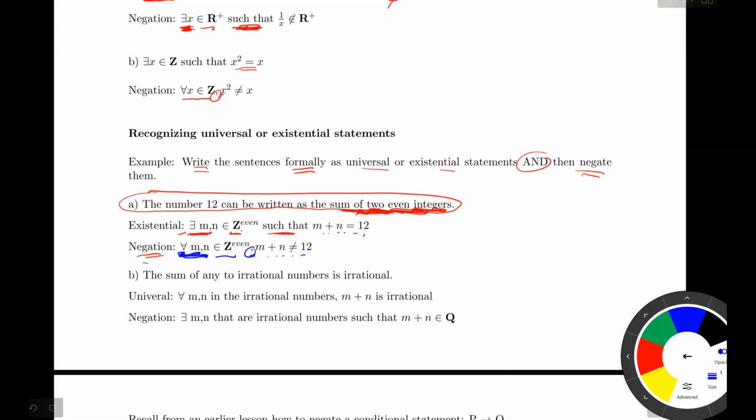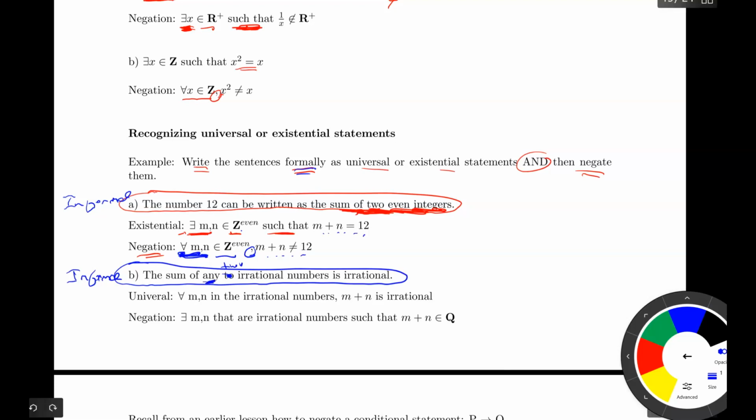Okay, so here's the next one. This one here is informal, meaning it's in words, not in symbols. So first, write it formally. The sum of any 2 irrational numbers is irrational.